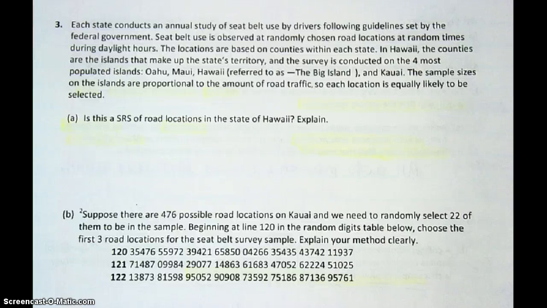So, for example, I should have been able to select, just by random chance, islands or roads that are on the islands not mentioned. And that was not an option here. They only looked at roads from those islands. Remember that a simple random sample, again, gives every group of the same size, every sample of the population, the same chance of being chosen.